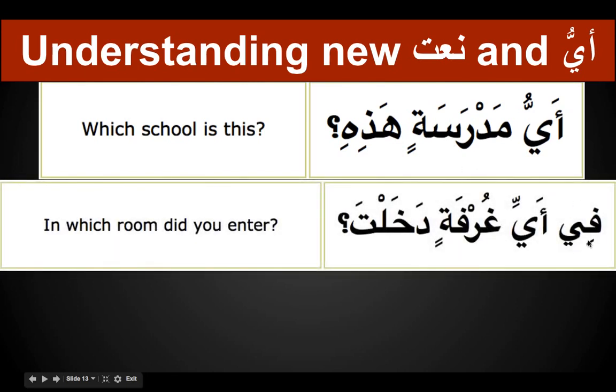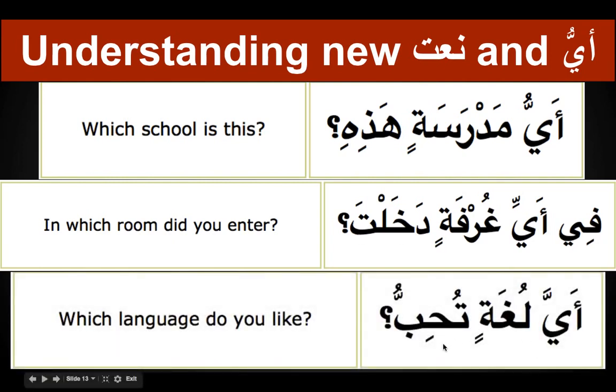Which school is this? So asking fi ayyi. If it comes after harf jar, it will be ayyi. Fi ayyi. We won't say fi ayyu. It will be fi ayyi. Fi ayyi ghurfatin, in which room? We still need to know dakhalta. You entered. So in which room did you enter? Dakhalta. Dakhal is the fa'il, ta is a fa'il. So asking the person in front of you, dakhalta.